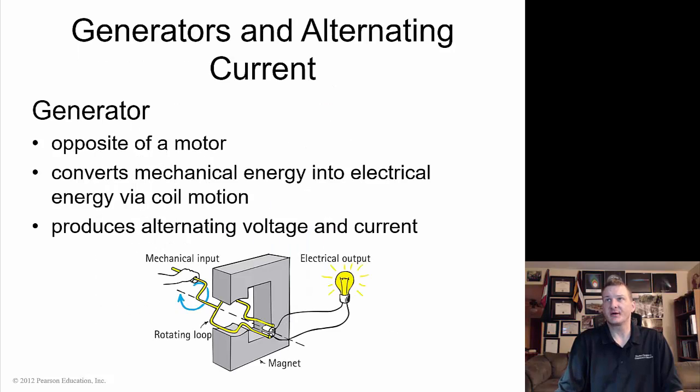And this brings us to a generator and alternating current, which we get from the plugs in our homes. It's the opposite of a motor. It converts mechanical energy into electrical energy versus a coil motion, and produces AC current and alternating voltage.